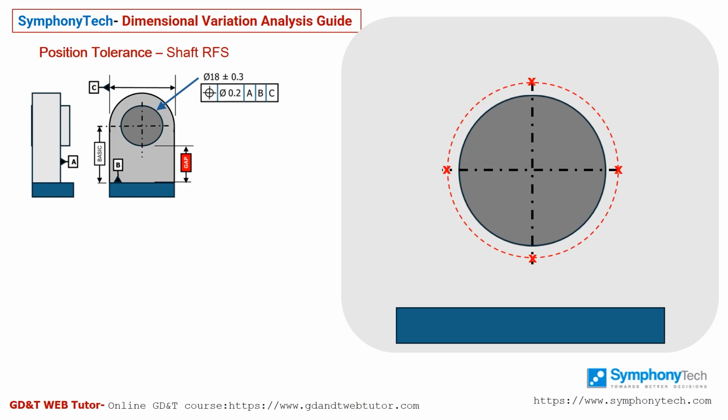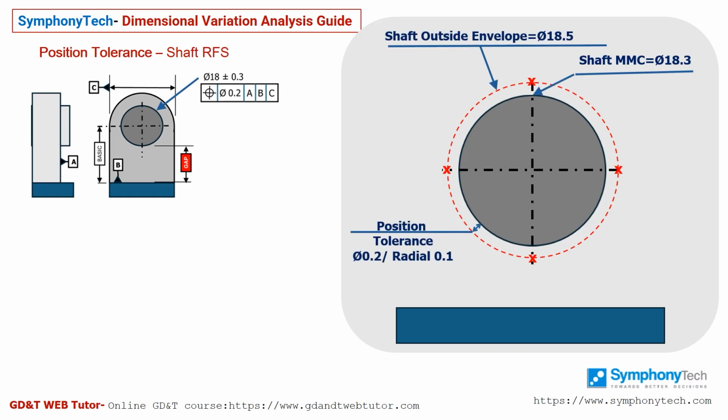The envelope will be enlarged diametrically by 0.2. The size of the largest outer envelope of the shaft is thus diameter 18.5. The gap measured with this envelope will be the smallest possible gap.